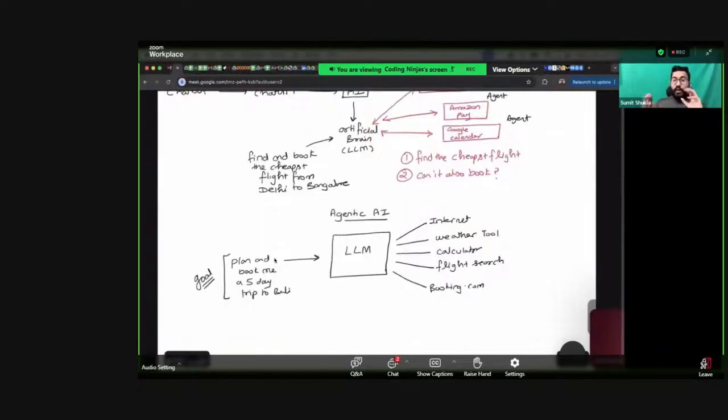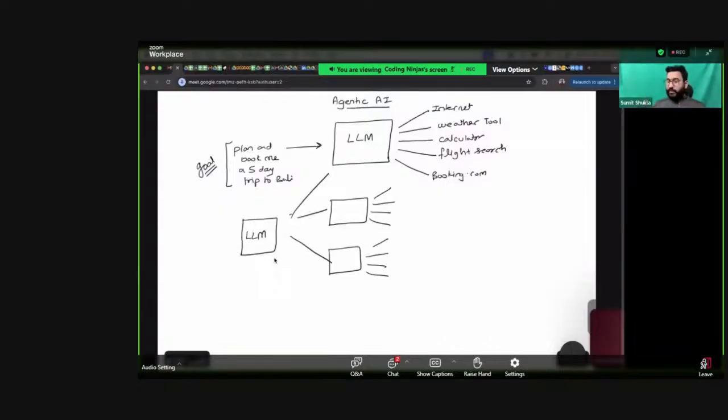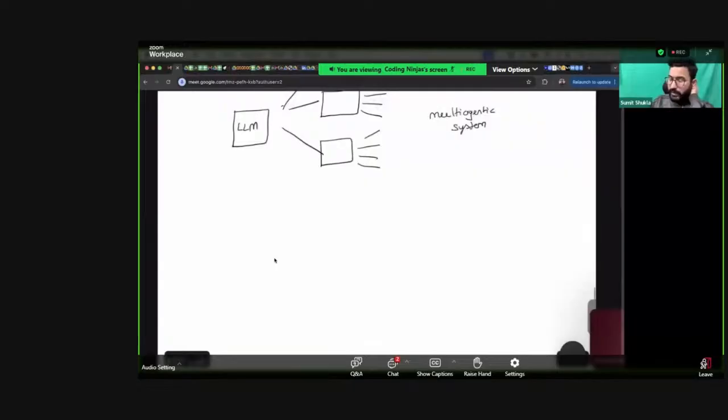And if I involve multiple agents working together, that is known as multi-agent systems. So if I have another LLM with another set of tools, another LLM with another set of tools, and there is one master LLM who is controlling all these, then this framework is known as a multi-agentic system.